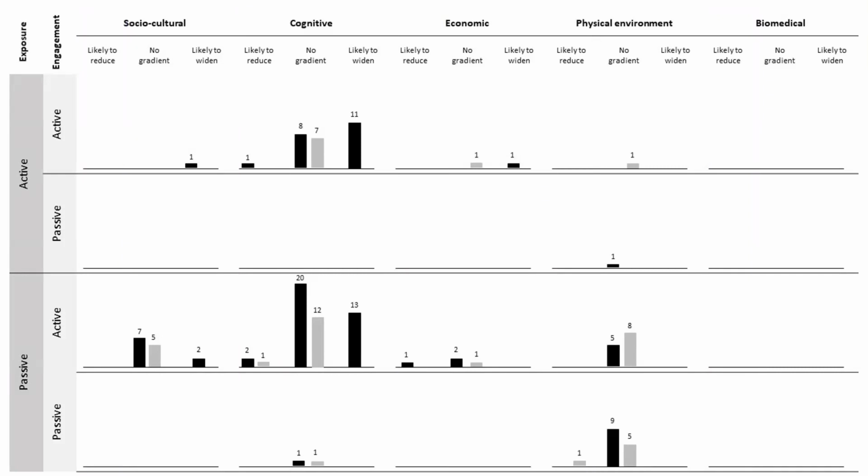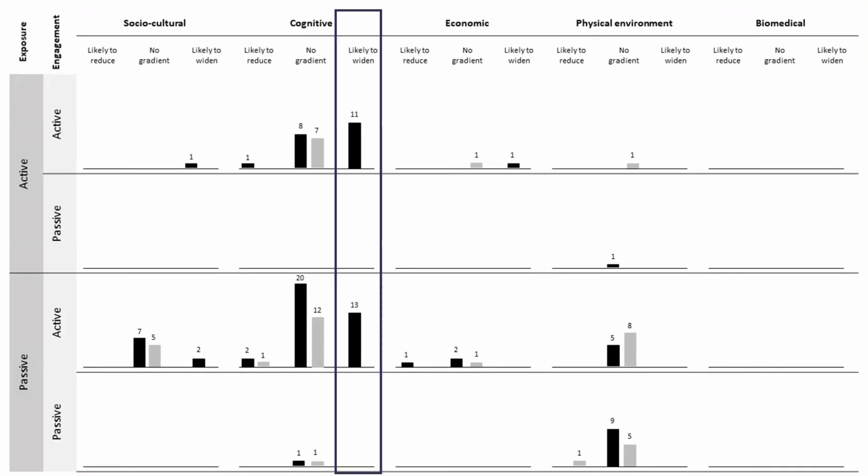The next thing to highlight is that there does appear to be a pattern that some interventions operating via cognitive mechanisms, so provision of information or improving skills, may appear to widen inequalities. And the balance of this seems to change according to whether the exposure is active at the top or passive at the bottom, suggesting that these are important concepts to consider.